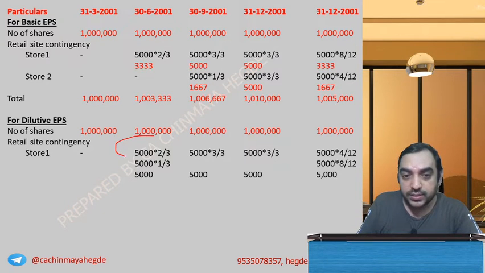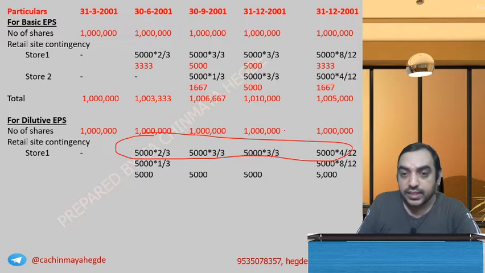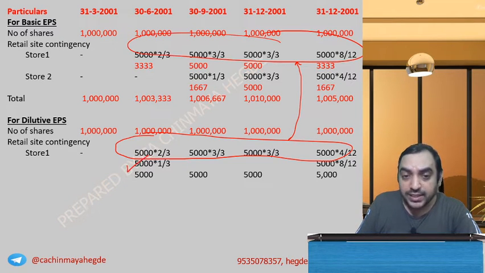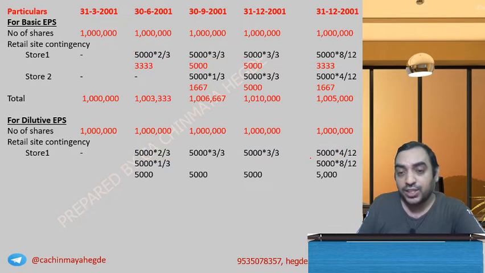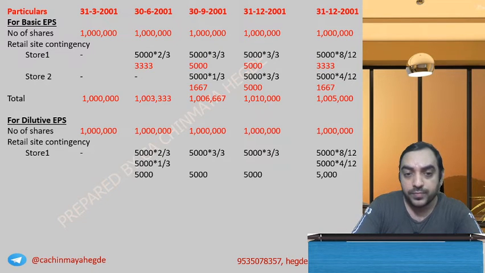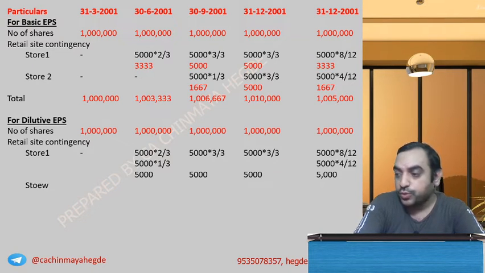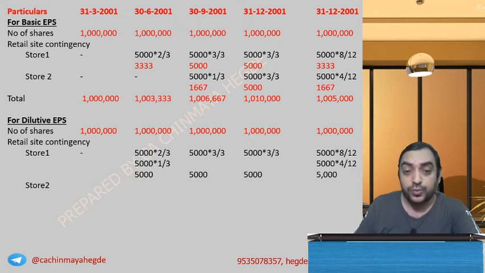So all these things what we have is same for basic EPS, and this one is additional. This one is additional. Hope you got it. Fine. Now let me come to store 2. Store 2 also do one thing. Whatever existing is there, you continue. What is existing was there, that portion will continue.